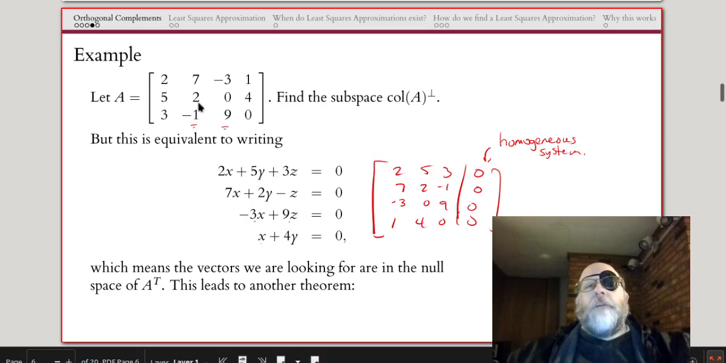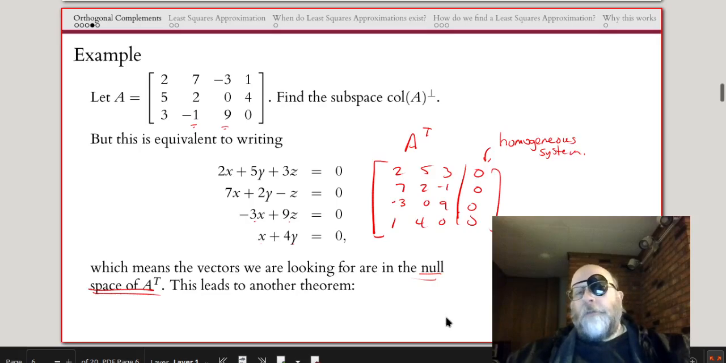And this matrix is not A, but it's A transpose. And the solution to the homogeneous system is called the null space of the system. So the vectors we're looking for are the null space of A transpose.